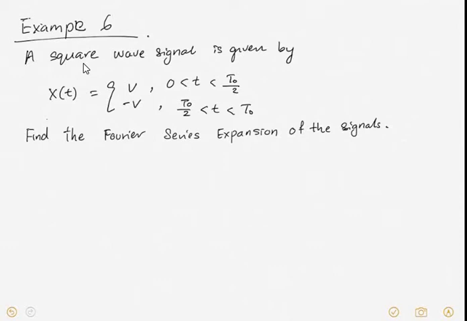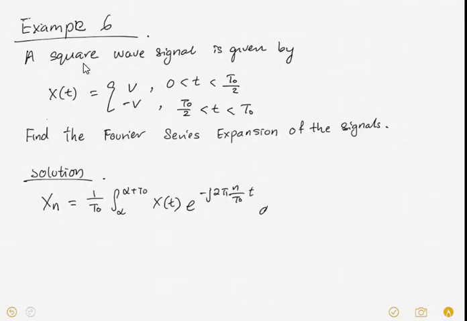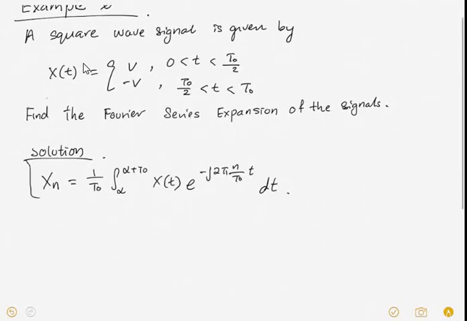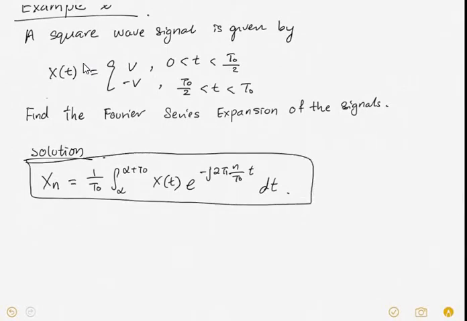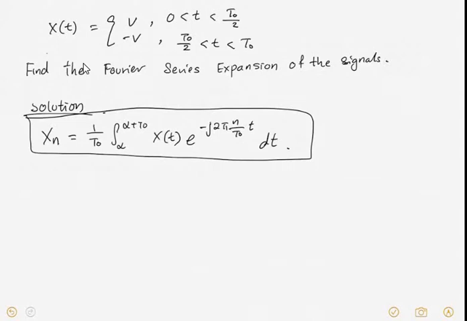So to do the Fourier series expansion, you will have a formula. This formula is in the slide, or I can just write it down here. So this is the formula: Xn equals 1 over T naught, and then x(t) is the signal given in the question, and then this is the formula. Alright, so this is the formula to find the Fourier series expansion. Okay, 1 over T naught, you just substitute the value.